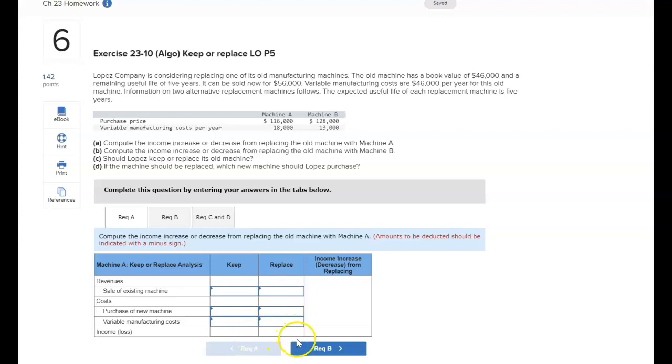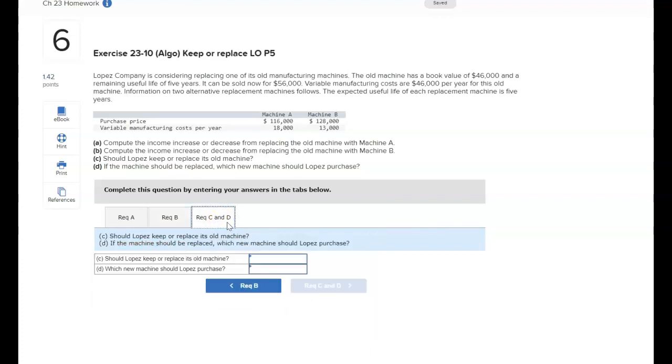And so if replacing is going to have a lower loss, right? If the negative amount here is less than the negative amount for keeping, then that means your income will increase if we replace it. And so you'll do it for 2 different machines. So the keep will be the same in both A and B, but then you'll have different numbers for the replace because it's 2 different machines.